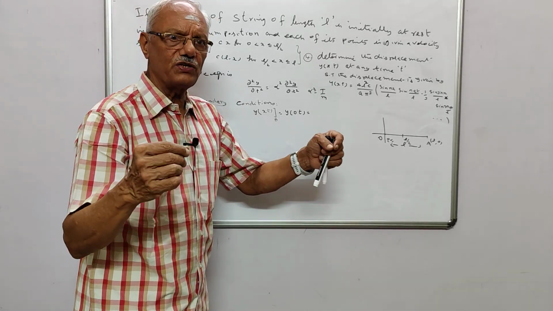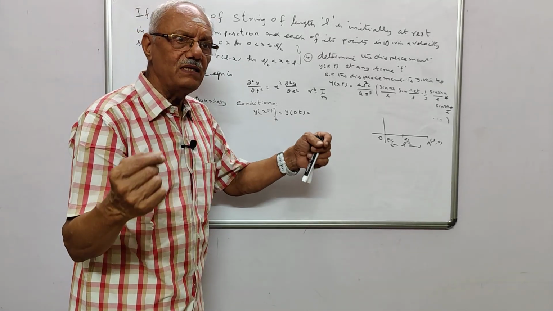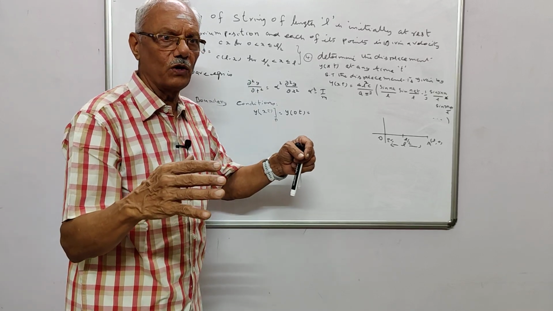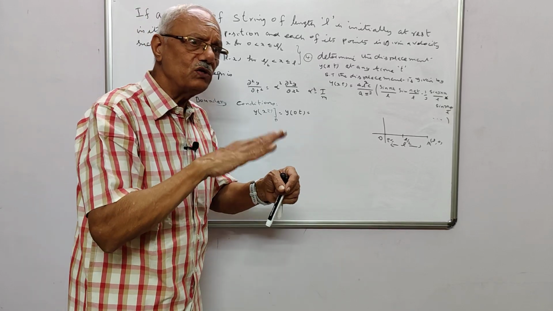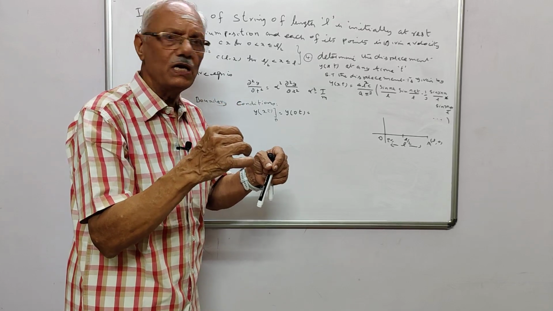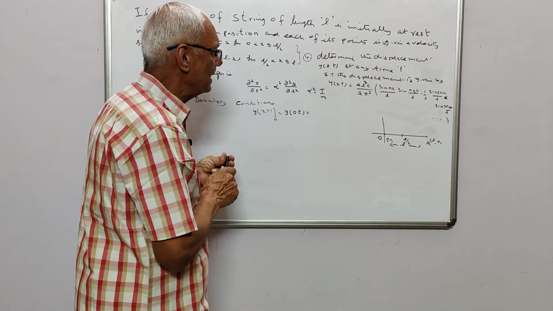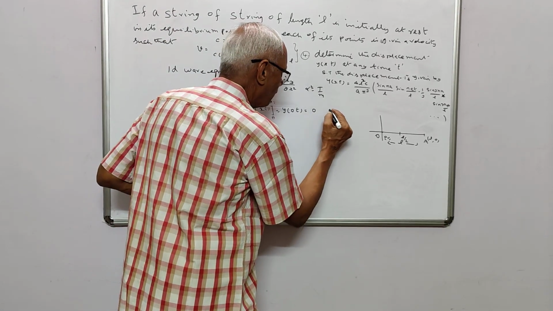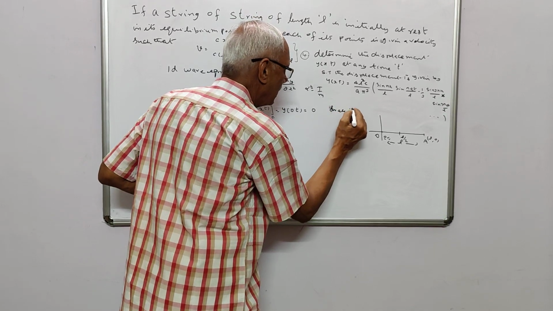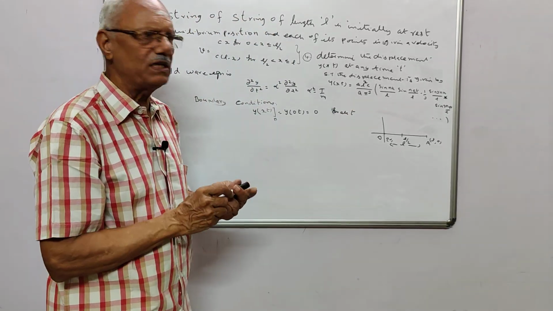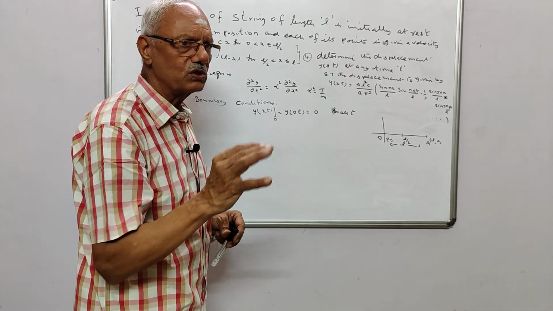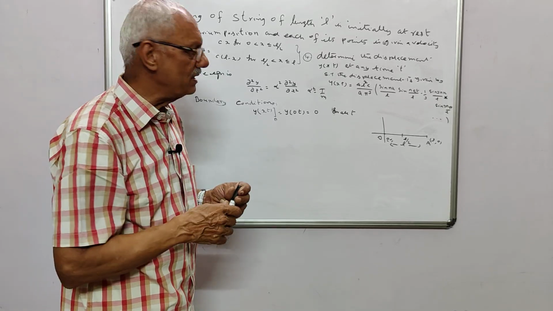When you stretch a string between two ends, at the end points there is absolutely no vibration. Displacement, you can think of it as vibration. So there is no vibration or displacement at the terminal points. So y of 0,t is equal to 0 for all t. In the sense, at any point of time t, y of 0,t is equal to 0. I hope that you are able to understand.